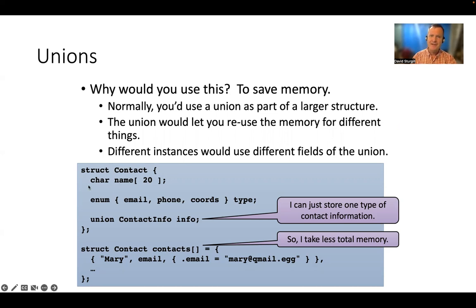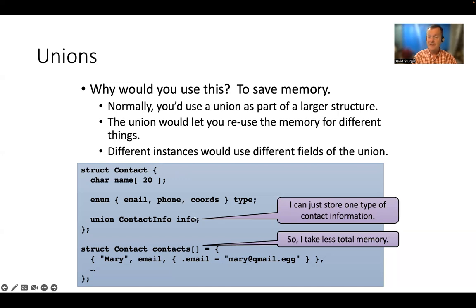Here, between the name field that everyone has and the union field, where everyone has one of those values, I've got an enumeration that keeps up with which one I stored. I called it type, and type is either email address, phone number, or global coordinates. And that's just an enumerated type that reminds me of which part of the union I'm using.